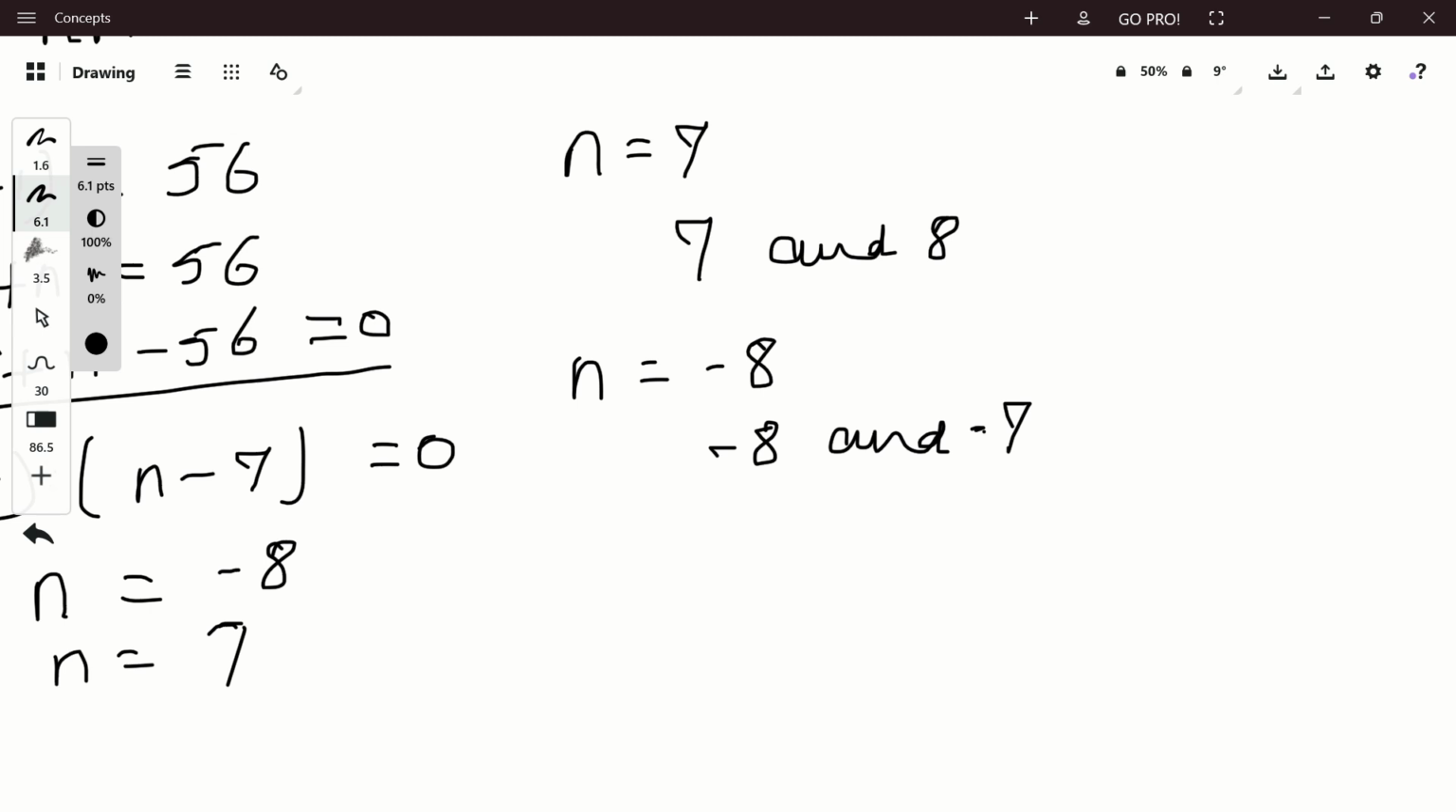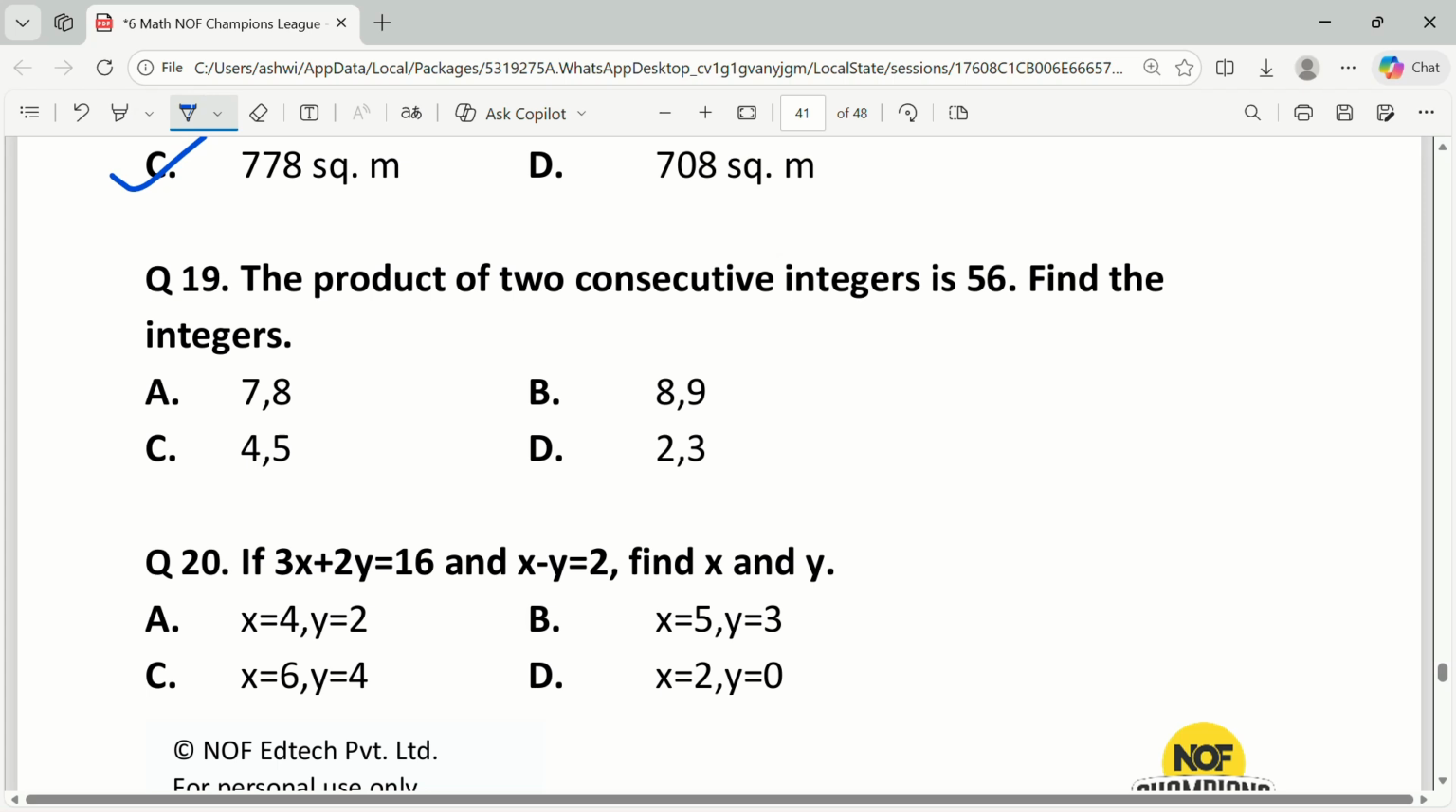Product of 7 and 8 is 56. The product of minus 7 and minus 8 is also 56. Comparing with the options provided, the answer is A, 7, 8.